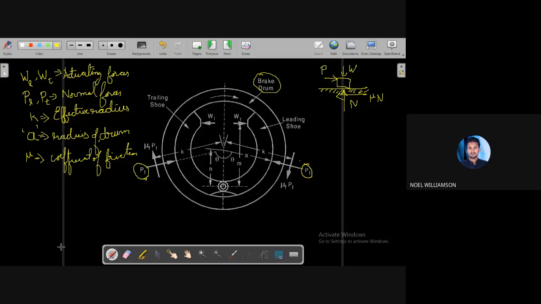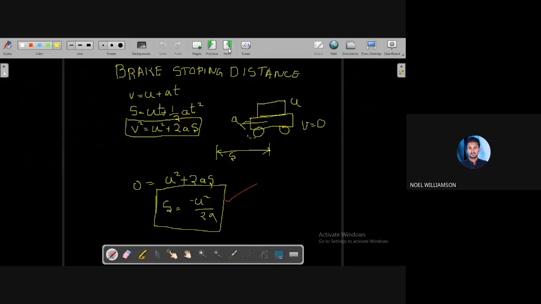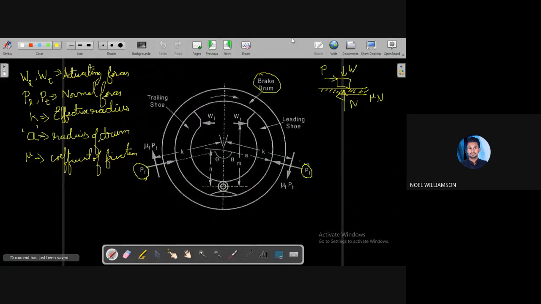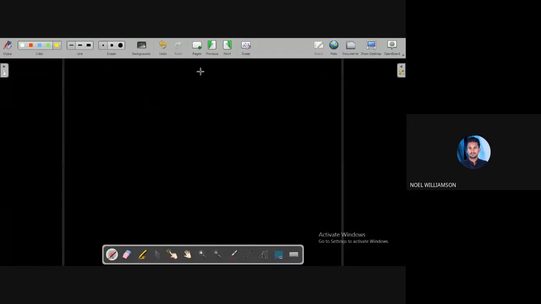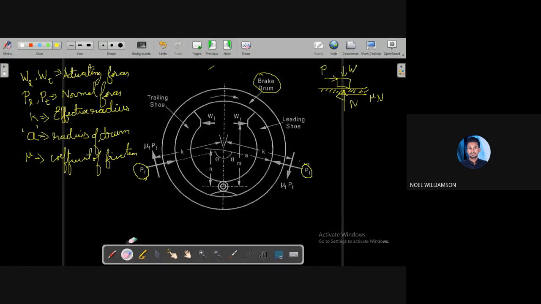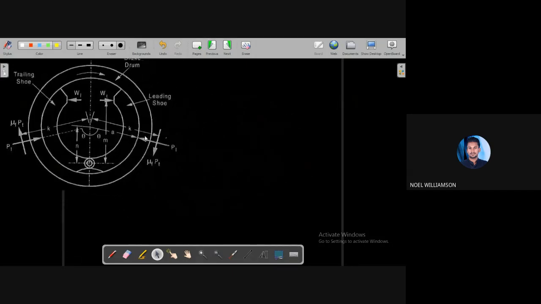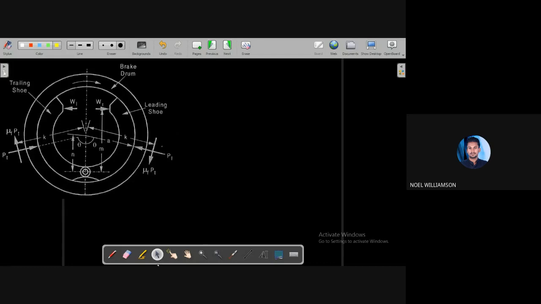In that case we can see it for the previous figure. You can see it.